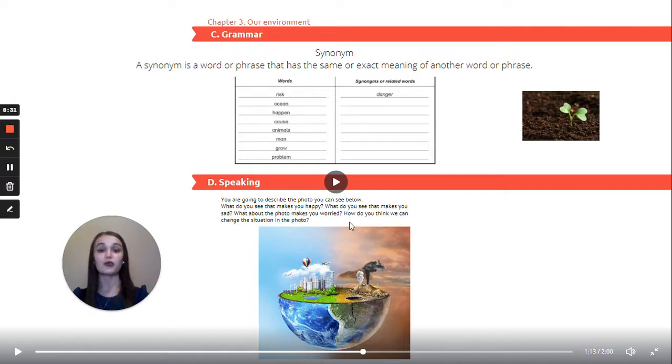I would love to know what you think about this picture. Maybe you see different things than what I see. Maybe different things make you happy, different things make you sad and worried. And maybe you can think of different ways how we can change this situation.